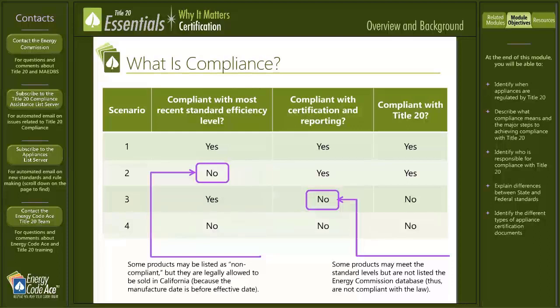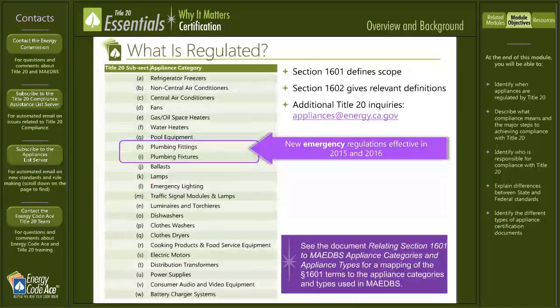In scenario three, if a product is technically compliant with the most recent standard efficiency level, but is not in the appliance efficiency database, it is not compliant with Title 20. Again, regulated appliances must meet all requirements.